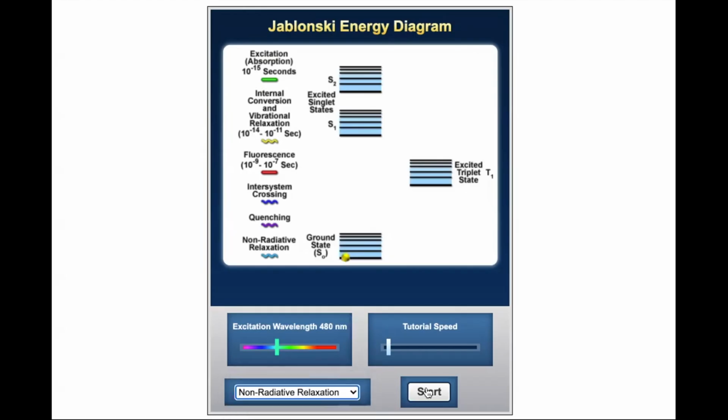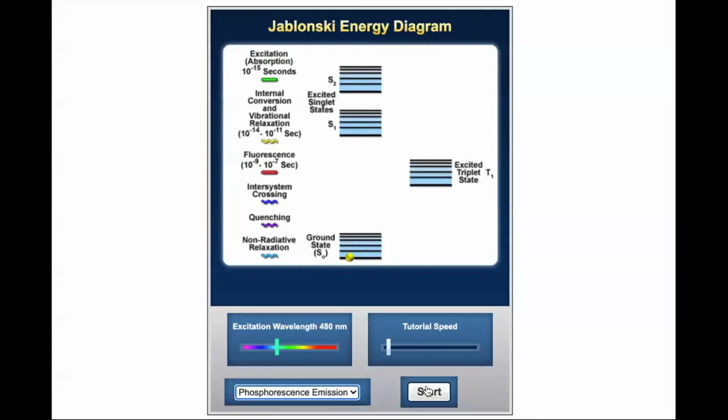Okay, this is the most boring one, non-radiative relaxation. So we get excitation again. We go to the second excited state, vibrational relaxation, internal conversion, again vibrational relaxation. And then we basically have non-radiative relaxation. You show that with a squiggly line instead of a straight line in the Jablonski diagram.